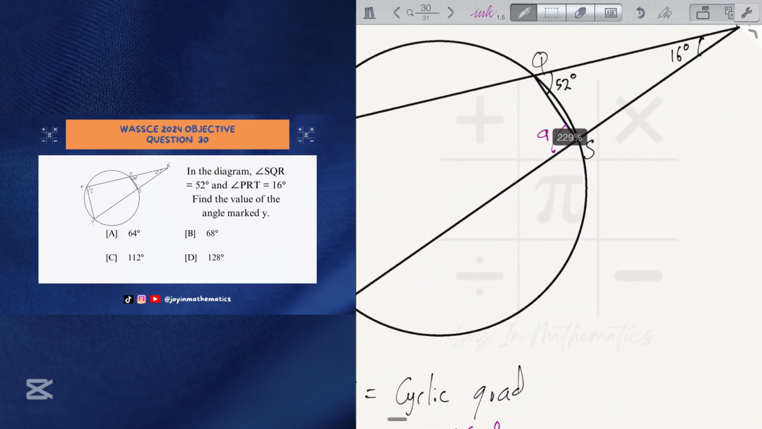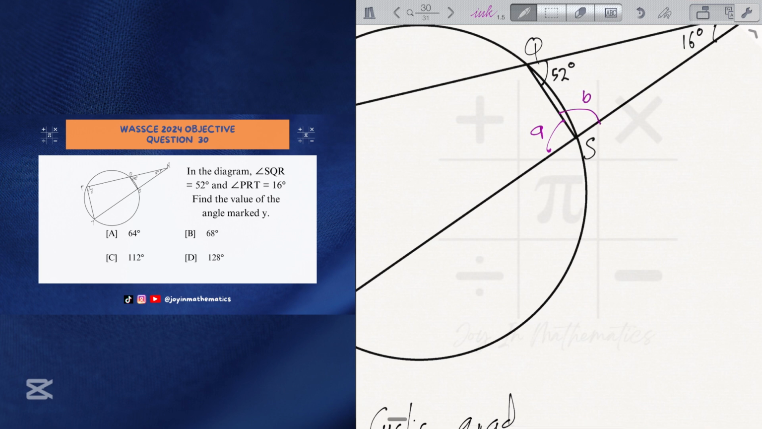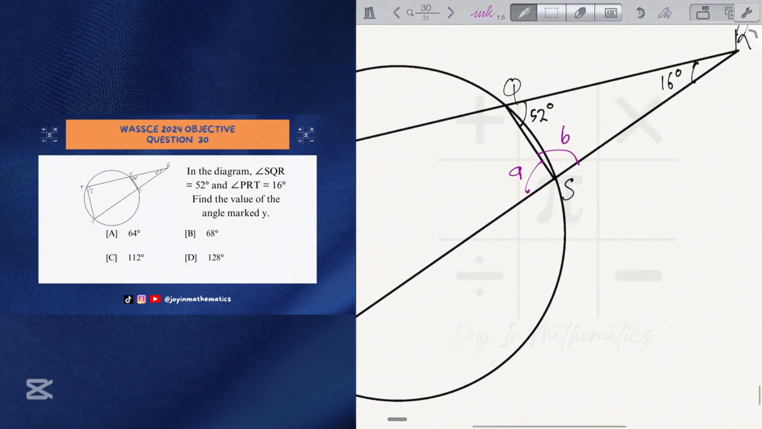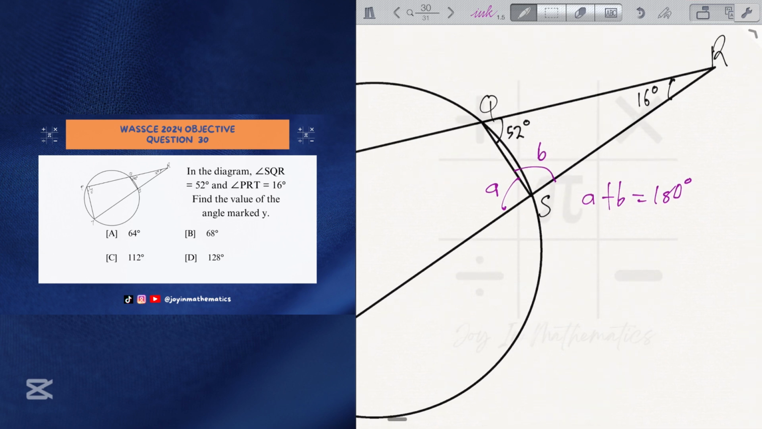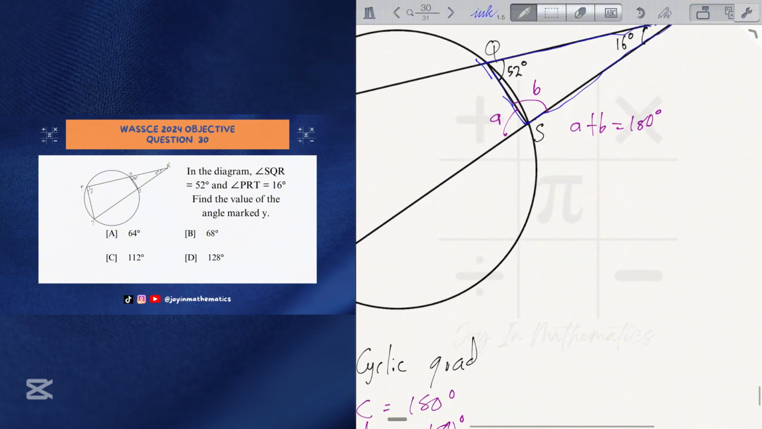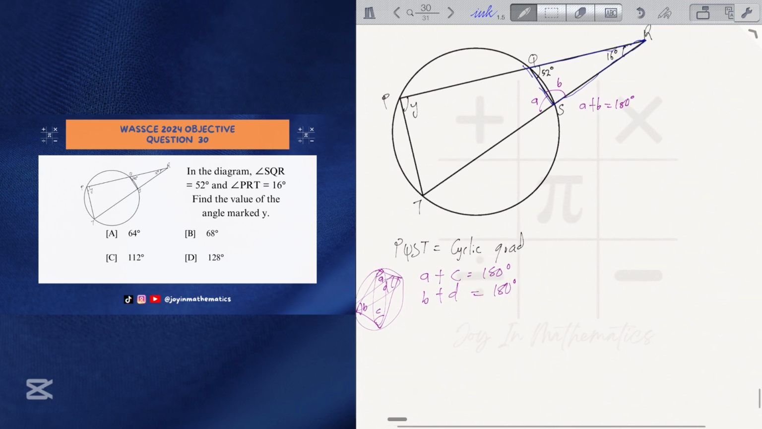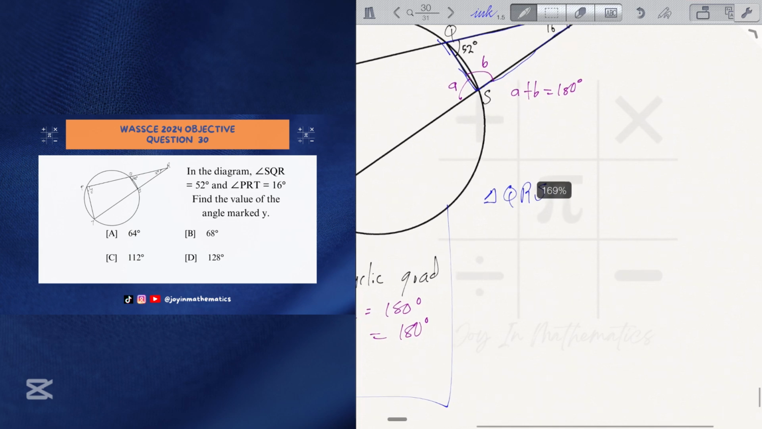To get A, we will need to evaluate angle B, because A and B are angles on a straight line, which is equal to 180 degrees. So we can write it here, A plus B is equal to 180 degrees. And to get B, we have to use the sum of angles in a triangle. This is the triangle, let's use another ink, triangle QRS. So let's begin by evaluating angle B from triangle QRS. The sum of angles in the triangle is equal to 180 degrees.